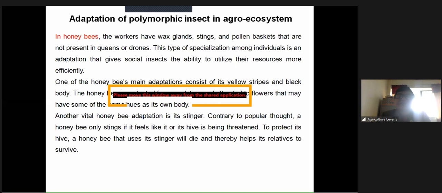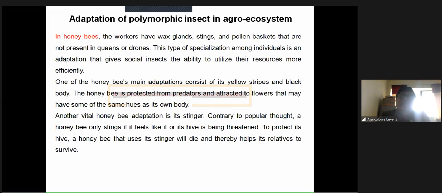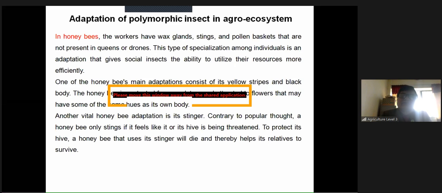Another vital honeybee adaptation is its sting. I have told you, the workers have the sting. When the enemies start to attack the honeybees, they use the sting. Contrary to popular thought, a honeybee only stings if it feels threatened or its hive is being threatened. It means the honeybee becomes ferocious when it is disturbed. Until and unless they become disturbed, they do not become harmful. To protect its hive, a honeybee that uses its stinger will die and thereby helps its relatives to survive.